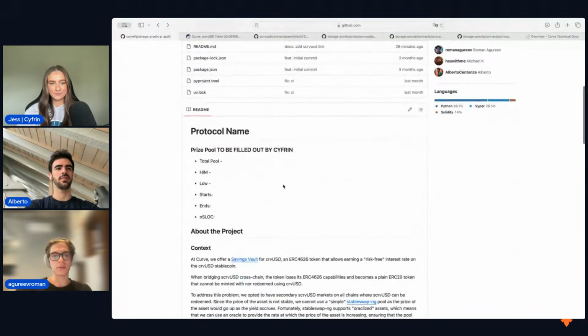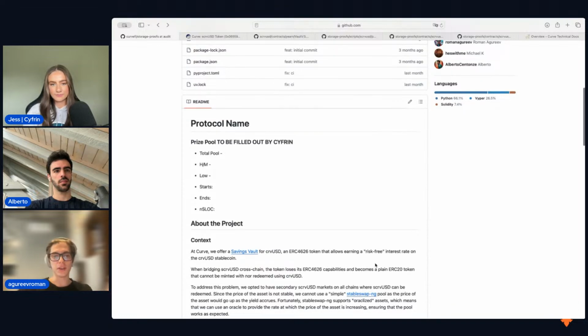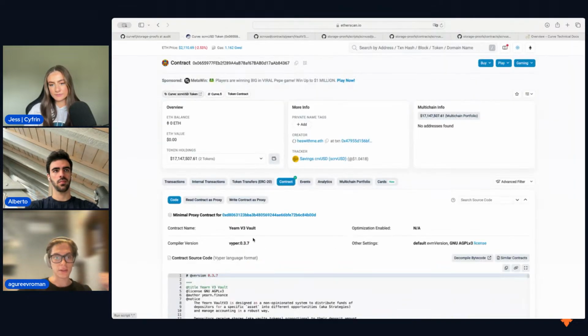So first, to cover the context about what the project is about, I would say it's a savings vault for scrvUSD. It's also called savings scrvUSD, which is a risk-free interest rate stablecoin. It continuously accrues some scrvUSD from mint markets to solve some supply and demand ratio problems that we had. So the main thing to keep in mind is that it's always accruing some scrvUSD. You can see the contract here.